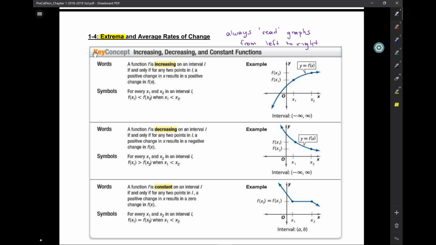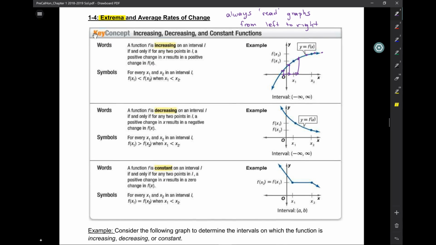If a function is increasing, that means as you go from left to right, the function values are getting higher and higher. Here's where your y value is, and if you move to the right a little bit, your y value is higher. If you move to the right a little bit more, your y value is even higher and higher and higher. That's what it means for a function to increase. It's visually very obvious that this is increasing.